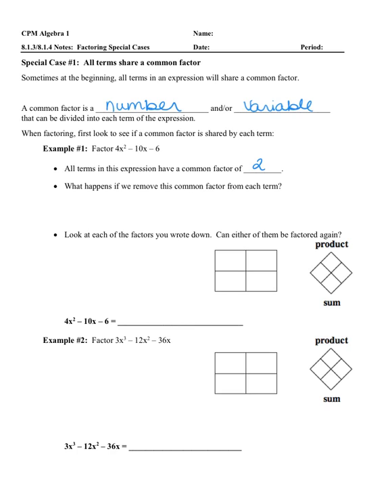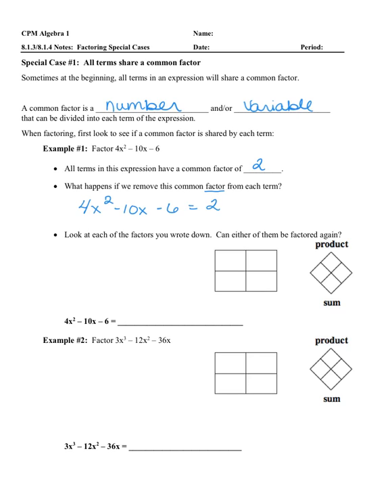If I take negative 10x and divide it by 2, I have negative 5x. If I take negative 6 and divide it by 2, I have negative 3. So then we need to ask ourselves, what happens if we remove this common factor from each term? Well, the word factor itself indicates that we're multiplying. What a factor does is it takes something larger, like 4x squared minus 10x minus 6, and it breaks it down into parts that are being multiplied together.